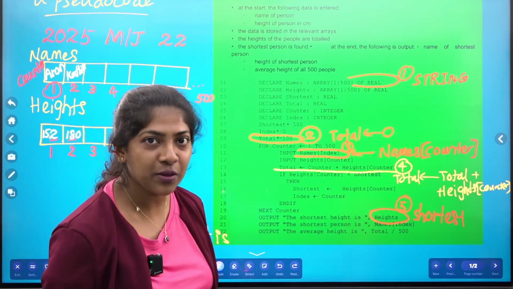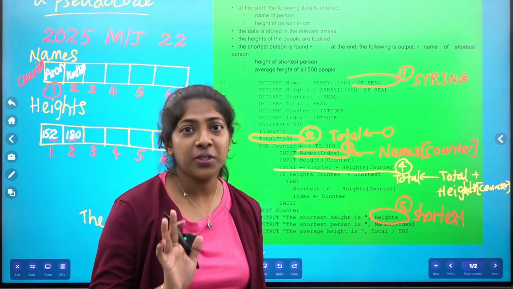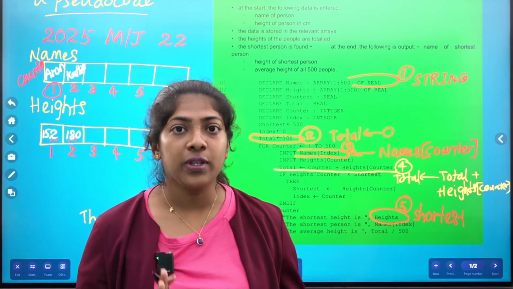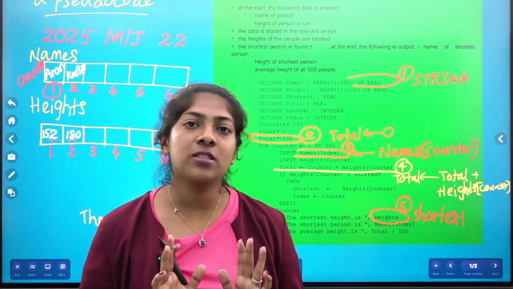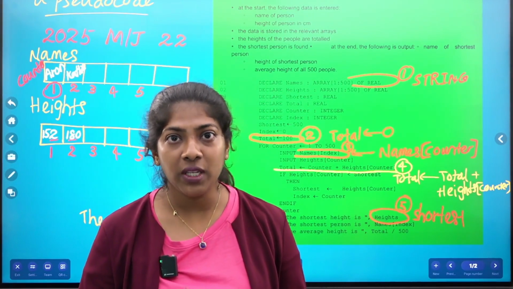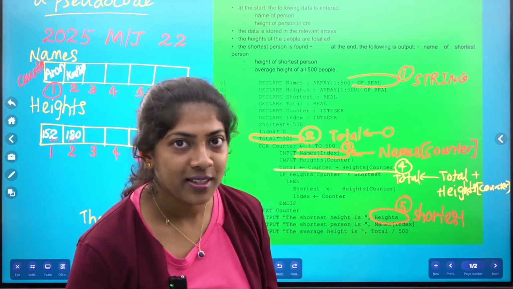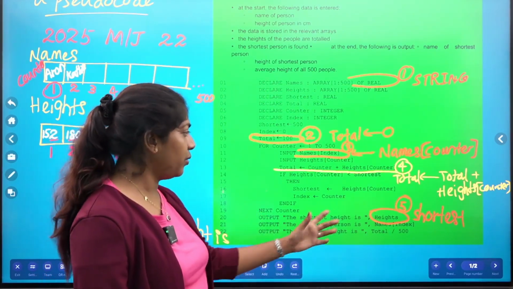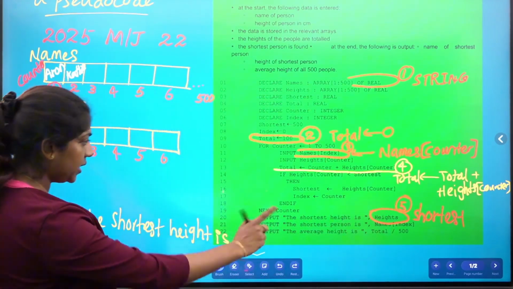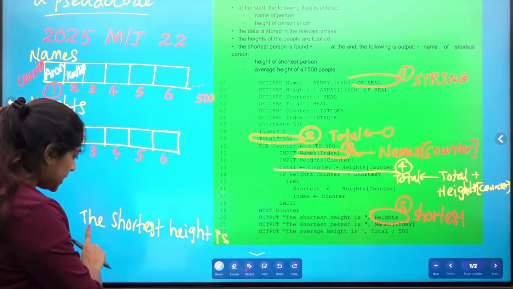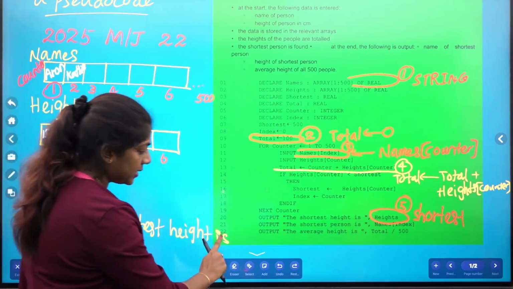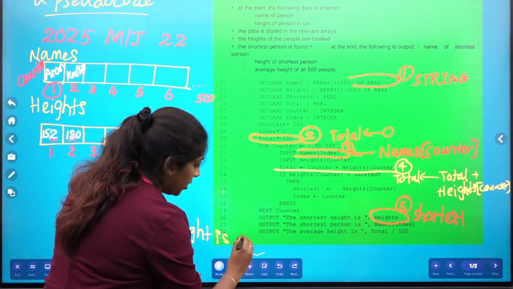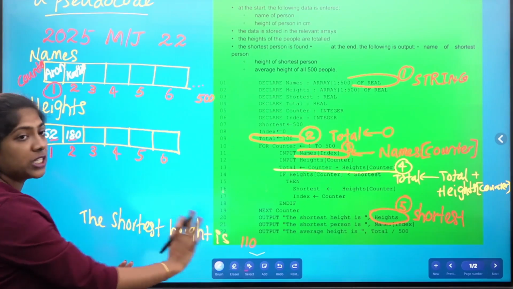See how easy that question is? But it won't be easy if you have not learned the basics of pseudocode, from the beginning, from scratch. Now the fifth error is encountered. So what would be displayed here? This text will be displayed: the shortest height is, and then the value of shortest. For example, let's say 110. This is what would be displayed. Got it?